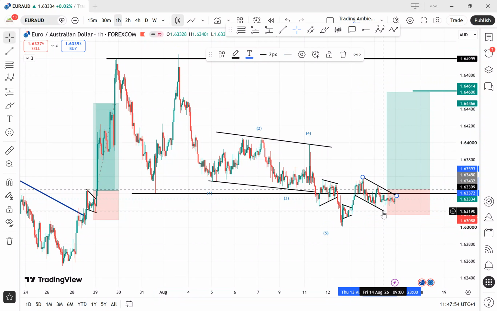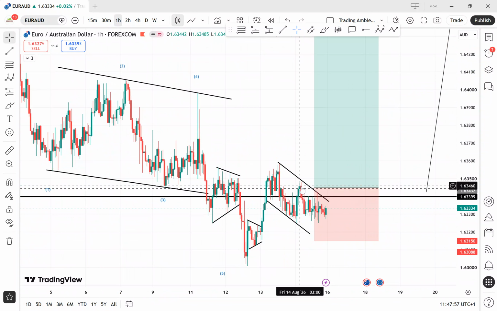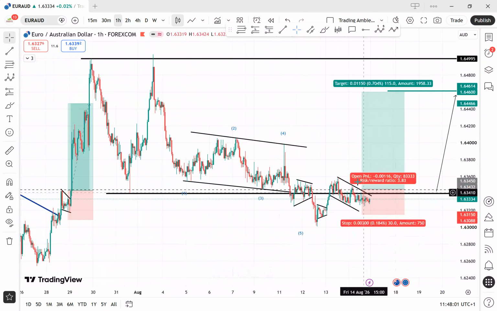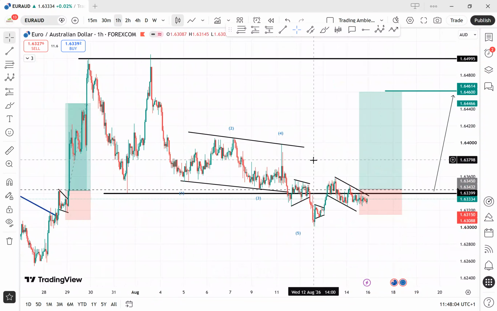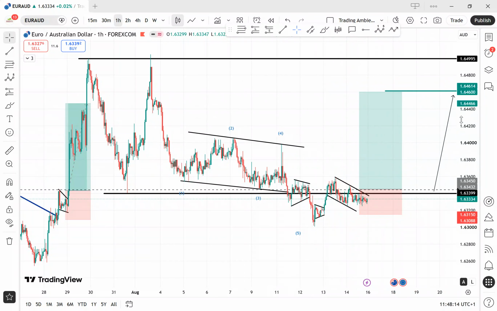right shoulder. So going into next week, I'll set my entry just above here, and stop loss below this right shoulder. So I'll be waiting for the price to take me in and see how far that will go. Although our target is somewhere around 1.646 or so on the Euro AUD.